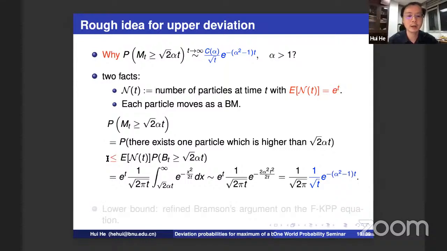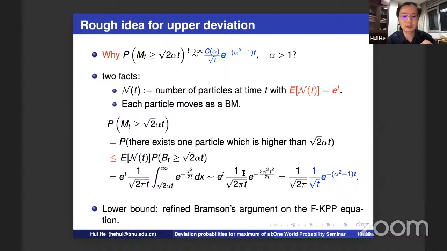It's a strict argument. However, this just gives you an upper bound. That means you just need a simple first moment argument, that is the union bound argument. You can get the exact decay rate of this probability, but you just get an upper bound. And of course, it's hard for you to get the explicit constant according to this argument. And then for the lower bound, one needs a refined Bramson's argument on the FKPP equation, okay? And in this case, much more details are needed. I would not mention it.